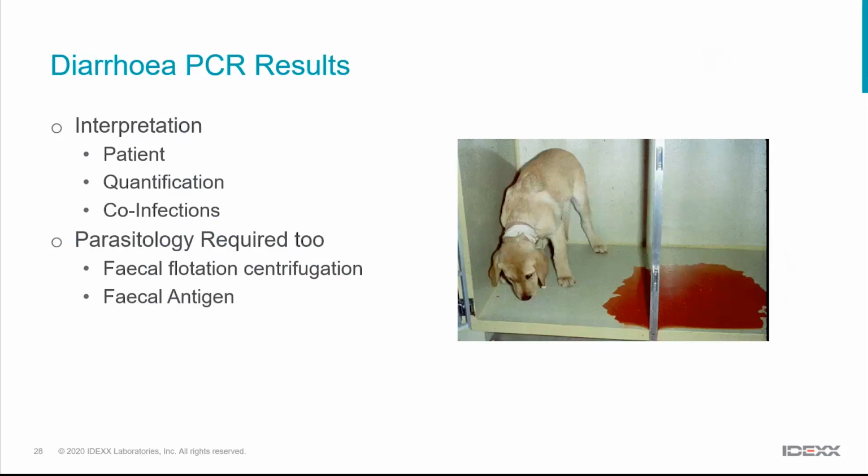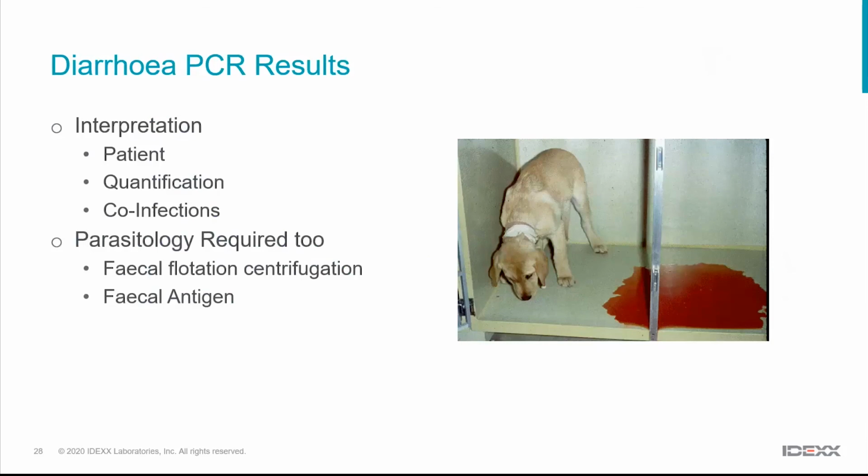So the quantification of determining how much of that gene is there really looks at how many cycles of the PCR it takes to be positive. If it only takes a few cycles, there was more of the nucleic acid there to begin with, whereas if it takes more cycles, there was less of it to begin with.